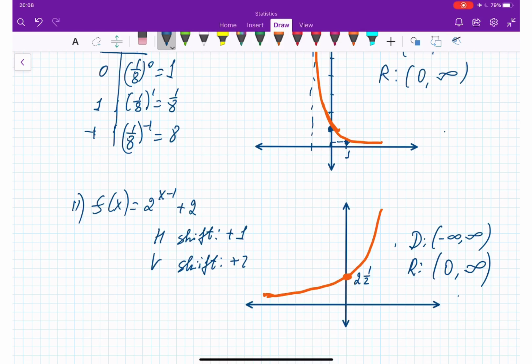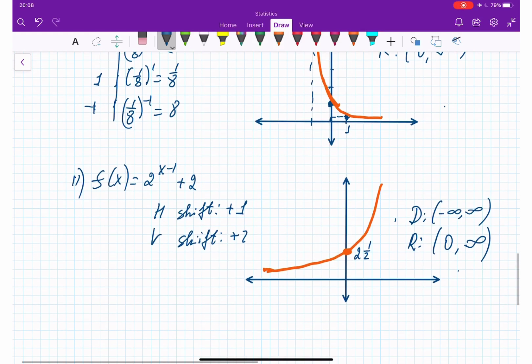Number 12. Oh, okay. Hold on, we have here shifting 2. One second. We have here shifting 2. So let me fix it. I forgot. One second, I'll let you know.